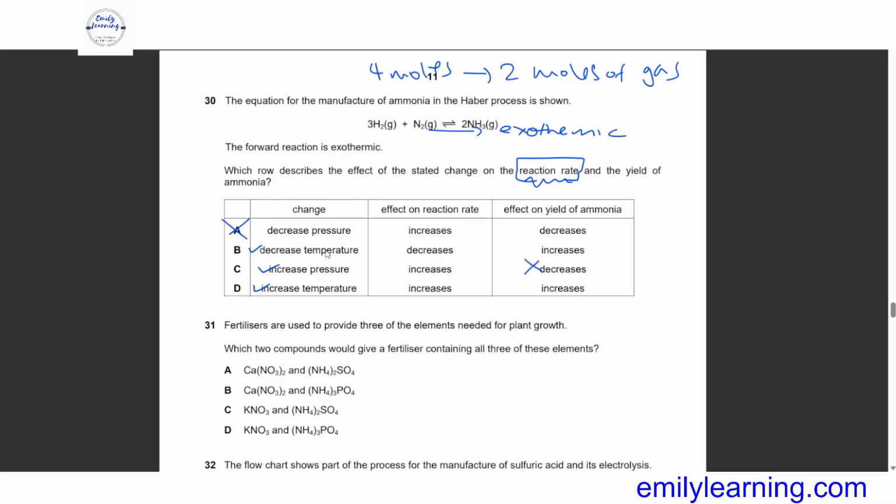So now let's take a look at temperature. Now this is an exothermic reaction. So to produce more ammonia, you will prefer a lower temperature. So decreasing the temperature will increase the yield. Increasing the temperature will decrease the yield. So if you look at it, at the end of the day, the one with all the correct answers will be B. So 30 is B.